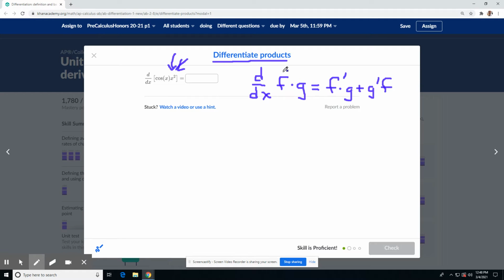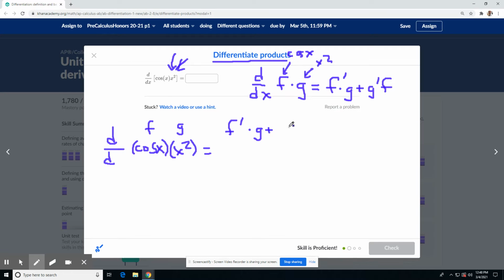All right. So in this case, the context would be that f is the cosine function. The g is the x squared function. Okay. So d dx of cosine of x times x squared. Okay. So this is our f, this is our g. This is going to be equal to f prime times g plus g prime times f.